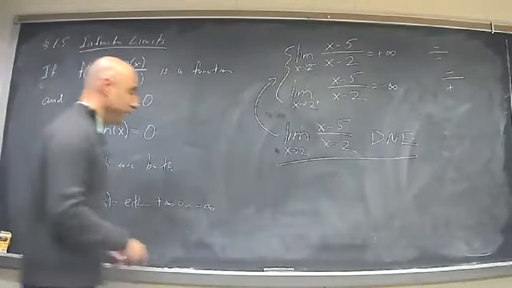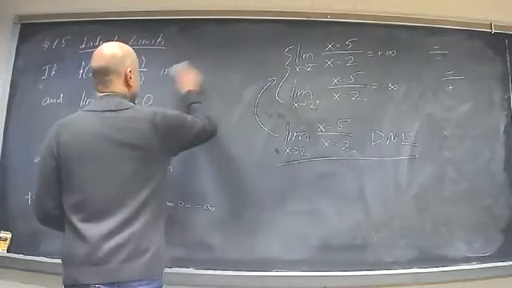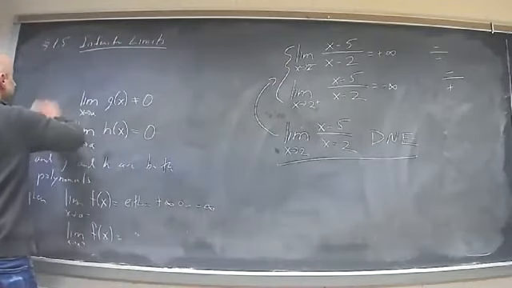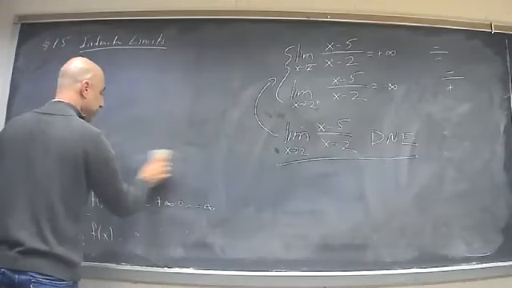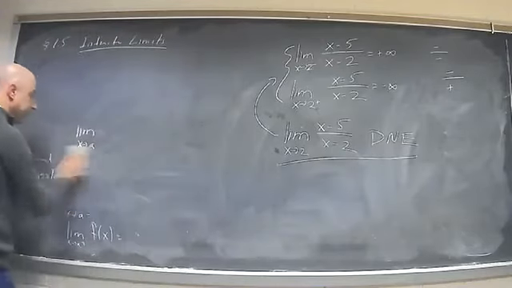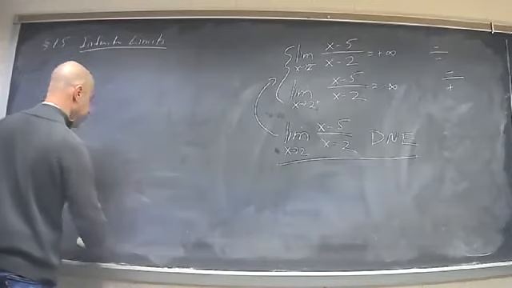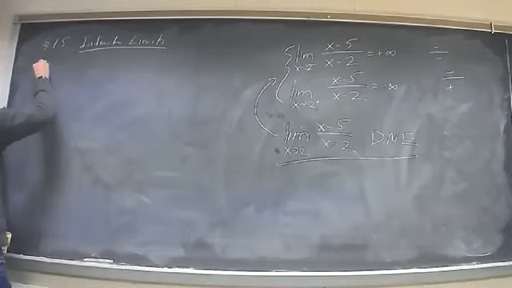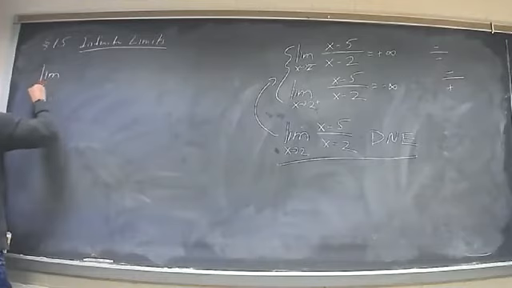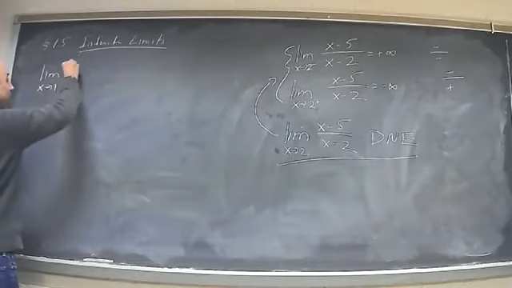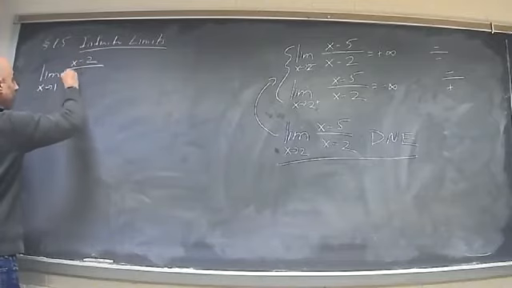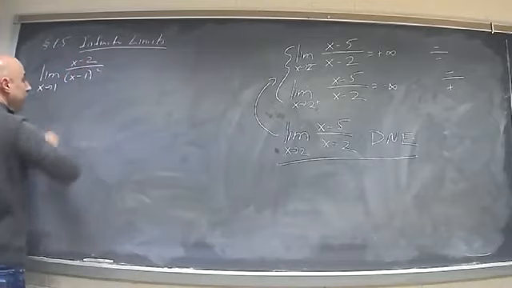Let's just do one more. Let's say we have the limit as x goes to 1 of x minus 2 over x minus 1 squared.